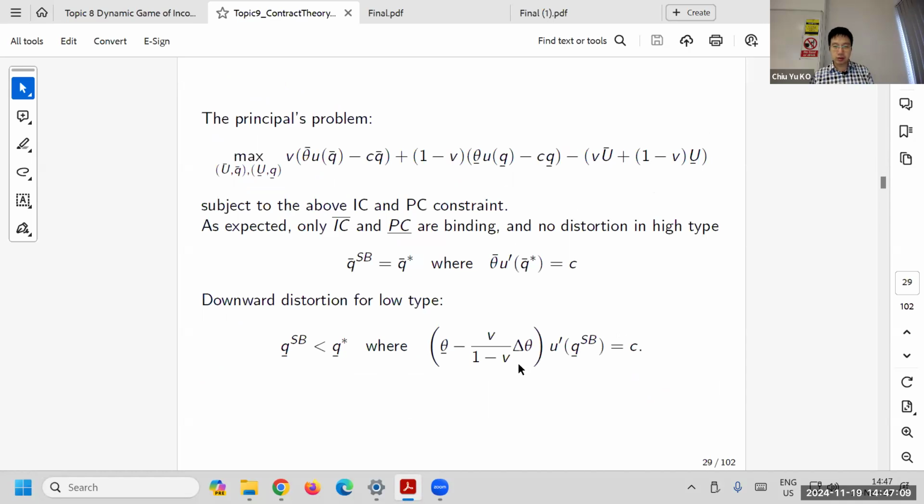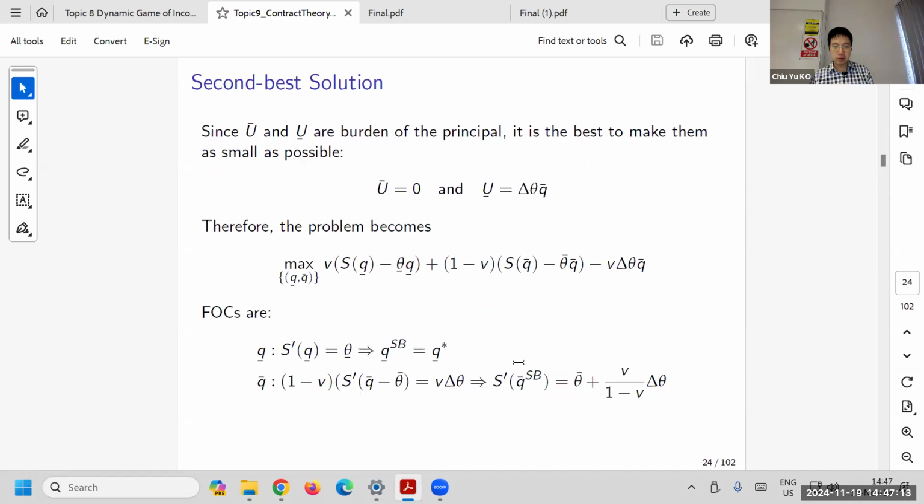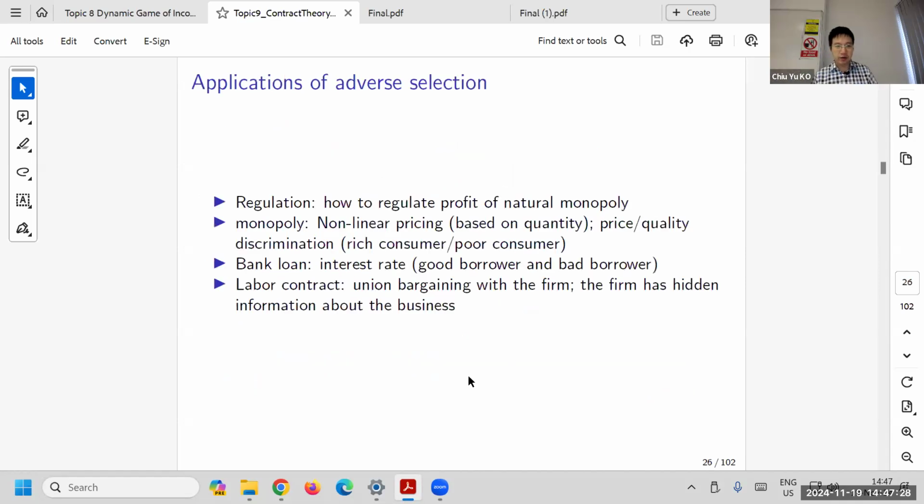And I don't have the graph. Oh, sorry, I should have the graph here, but maybe this is an old slide. You can check the book. They will give you a very nice graph, but I should have a graph here.